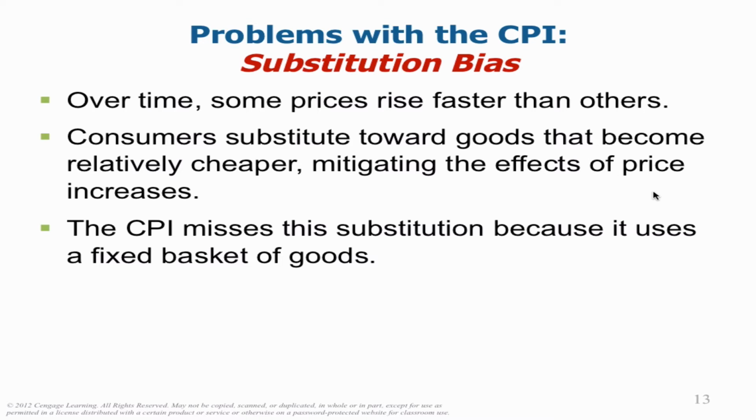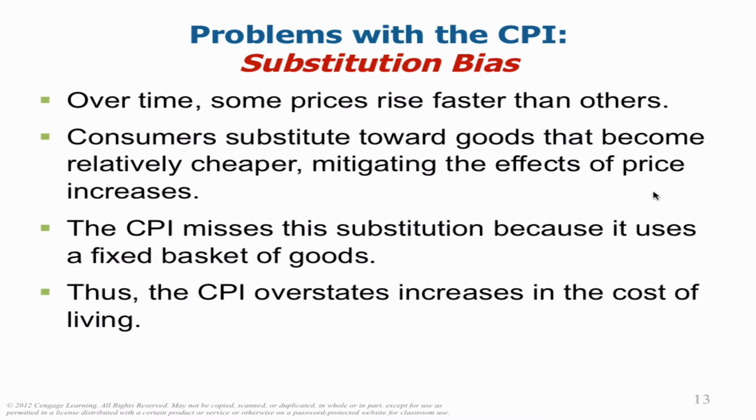Sometimes instead of buying something else, you just buy less. I won't have an orange for breakfast and for dinner every night. I'll just have an orange for breakfast. So CPI, because of substitution bias, overstates the cost of living.